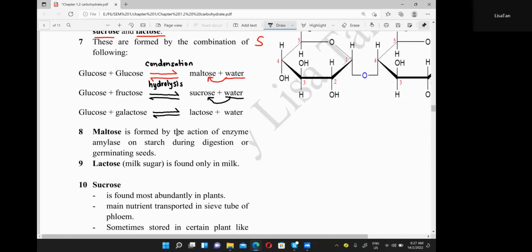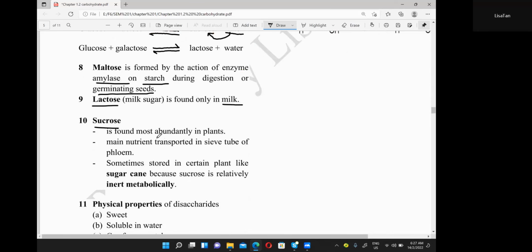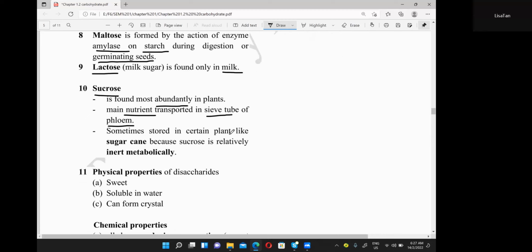So maltose is formed by the action of the enzyme amylase on starch. So amylase hydrolyzes the starch into maltose during digestion or during germination of seeds. Lactose is milk sugar, only found in milk, and sucrose is found abundantly in plants. It is the main nutrient transported in the sieve tube of the phloem. So the phloem transports sucrose from the leaf throughout the body. Sometimes it is stored in certain plants like sugar cane because sucrose is relatively inert metabolically. That means it doesn't have a lot of chemical reactions with other molecules.